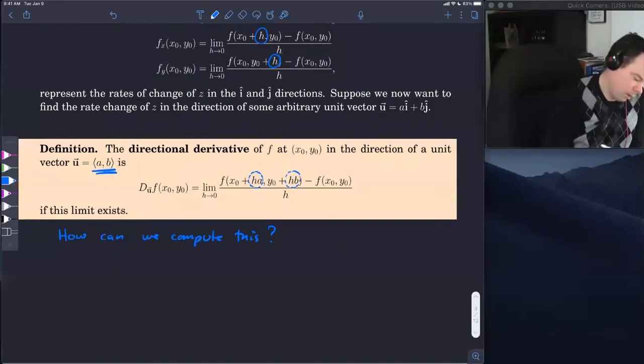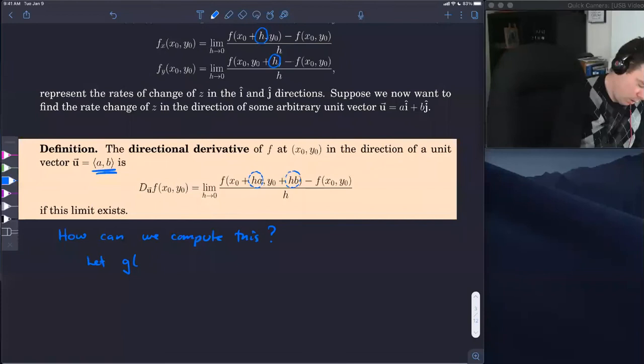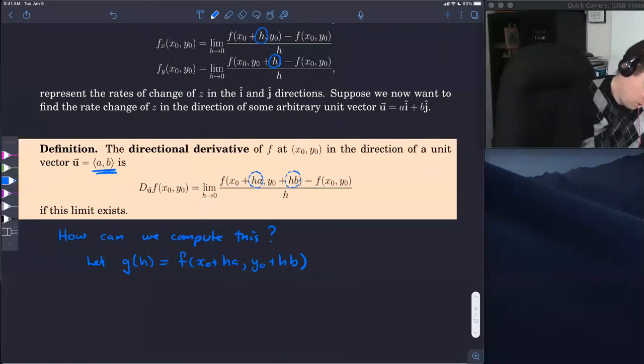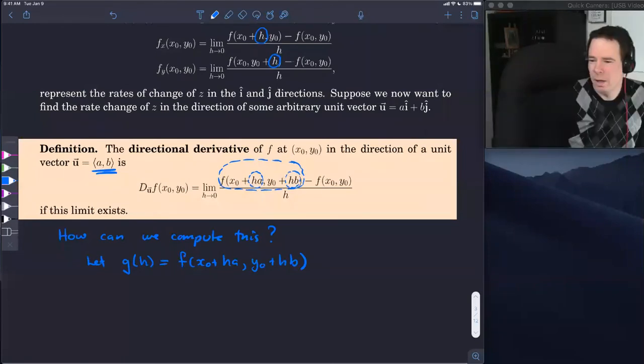How can we compute this? Well, the idea is to convert it back to a problem we know how to do. I'm going to let g of h be f of x naught plus ha, y naught plus hb. In other words, I'm letting g of h be this whole expression here. Why? Because we're working out a limit with respect to h. So I'm just thinking of that whole difference quotient as a function of one variable. The one variable is h. So this is just a one variable calculus problem from calculus 1.